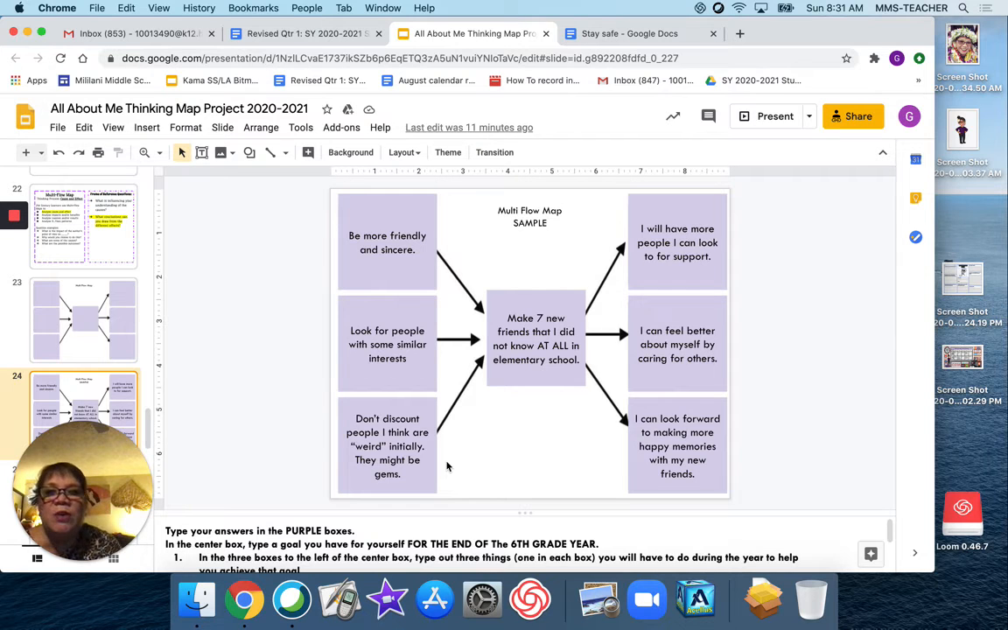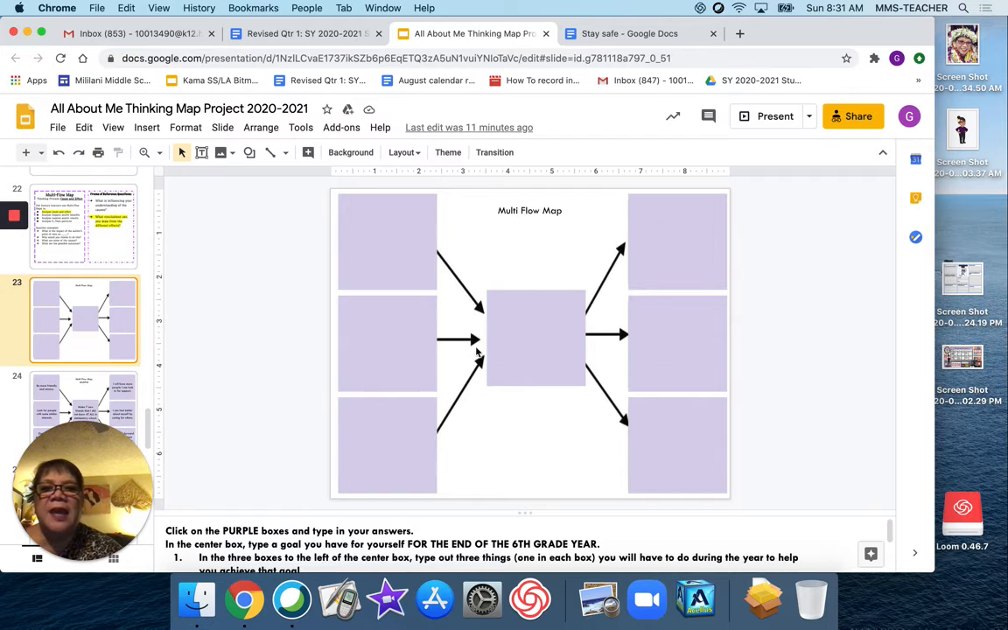So what you're going to do is make a goal for yourself. Okay? Come up with a goal that you want to accomplish by the end of the 6th grade year. Write down 3 things you would need to do to accomplish that goal. And write down on the right-hand side the 3 effects. What do you think will be the outcome should you do this to achieve your goals?